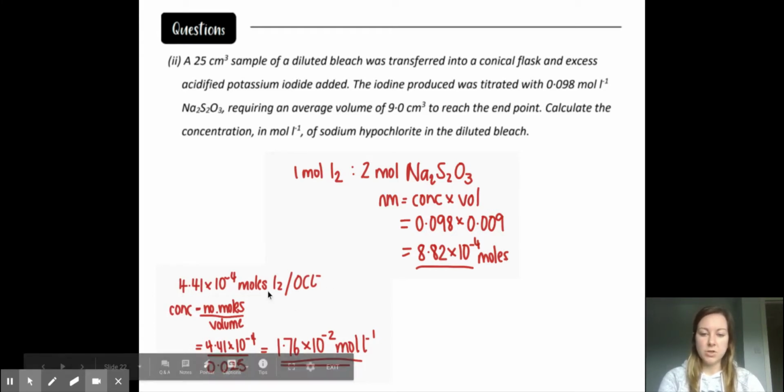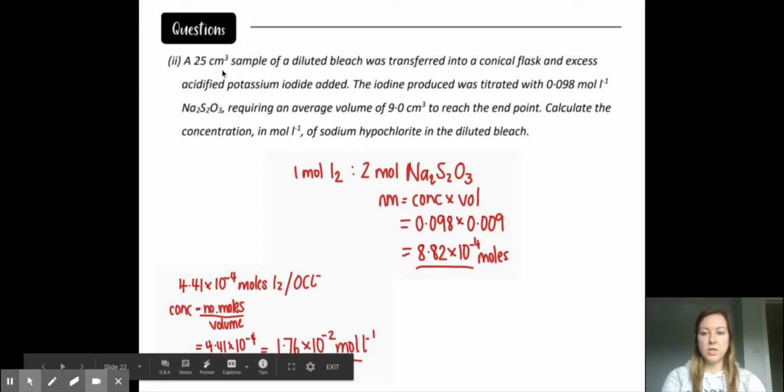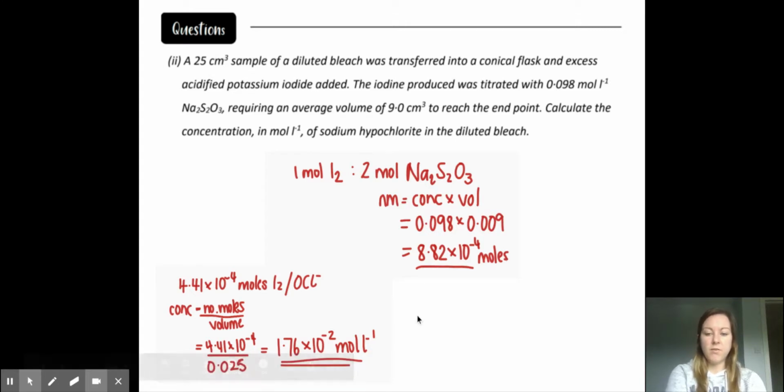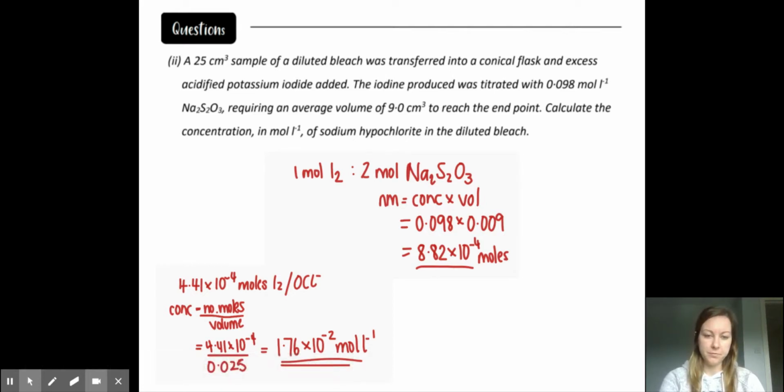moles. Remember, this is our moles of iodine slash our moles of the hypochlorite ion. Our concentration is going to be number of moles divided by volume. So we've got our number of moles, we've got our volume. Our volume in the question is 25 centimetres cubed. So if we have 4.41 times 10 to the negative 4, remember, put your volume into litres, we have 0.025. That is going to equal 1.76 times 10 to the negative 2 moles per litre.